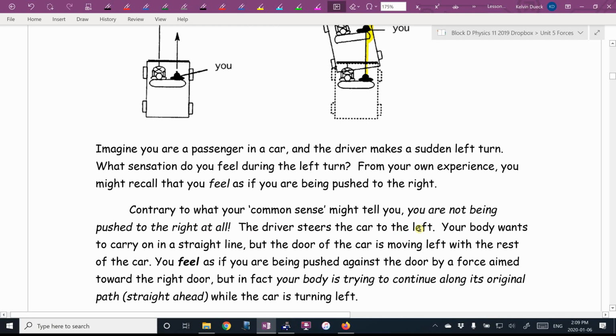The driver steers the car to the left. Your body wants to keep going in a straight line. That's Newton's first. But the door of the car is moving left with the rest of the car. You feel like you're being pushed against the door by a force aimed towards the right door, but in fact, your body is just trying to keep going along its original straight-ahead path while the car is turning left.